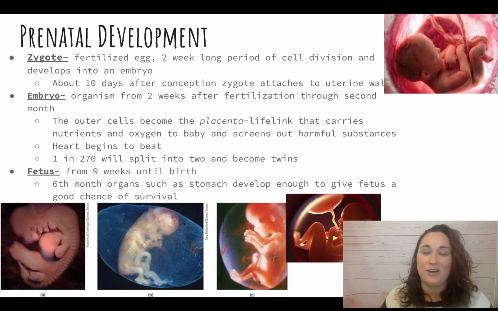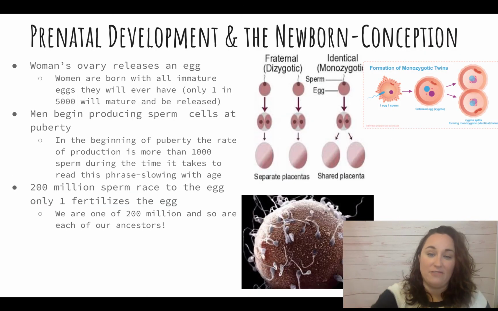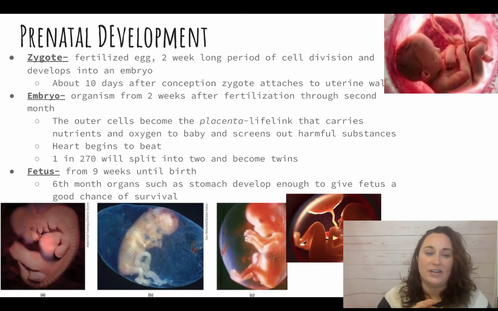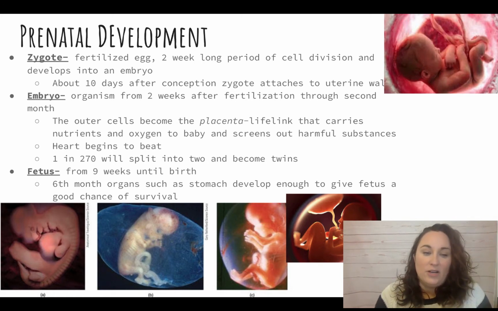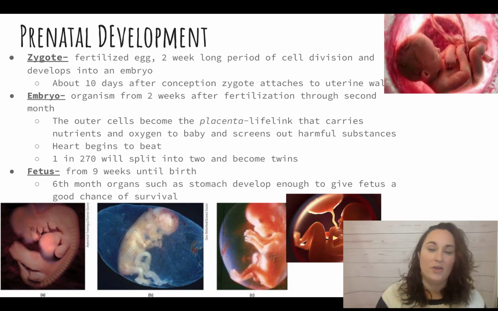So in the embryonic stage, a lot of things happen. The placenta starts to develop, the heart begins to beat, and again, this is where you could have twins, that splitting of the egg and creating twins. So 9 weeks until birth, it is considered a fetus.